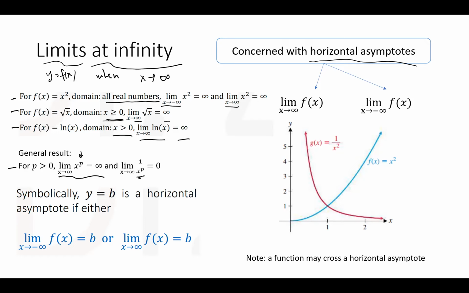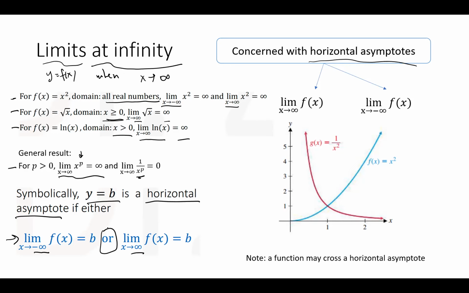So symbolically, we can represent it this way. If x approaches either positive infinity or negative infinity, then we say that it's a horizontal asymptote. In this case, it's a horizontal asymptote. If any of this happens, then we say y is equal to b, right? It does not need to be both sides. So as long as one side satisfies the horizontal asymptote condition.